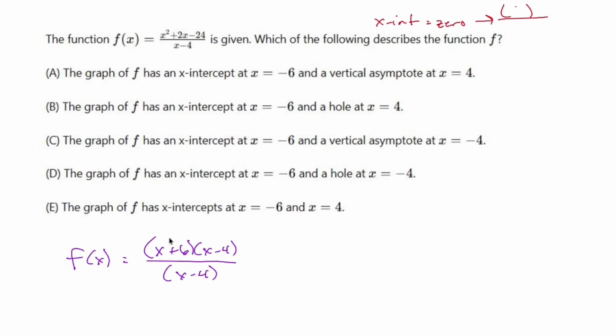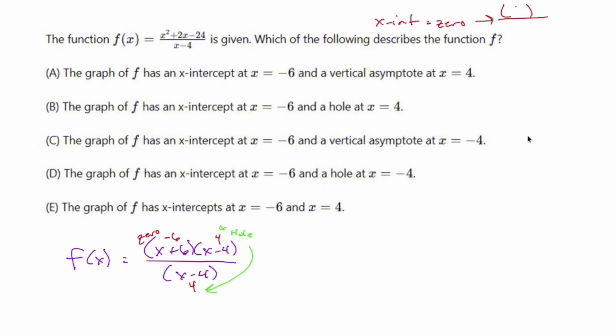My magic numbers are going to be negative 6 because that makes this factor 0, positive 4 because that makes this factor 0, and positive 4. So since this factor up here is all alone by itself, you are a 0. Now, a hole exists where you have a factor upstairs that's the same exact thing as a factor downstairs, which means a hole is going to exist at 4.